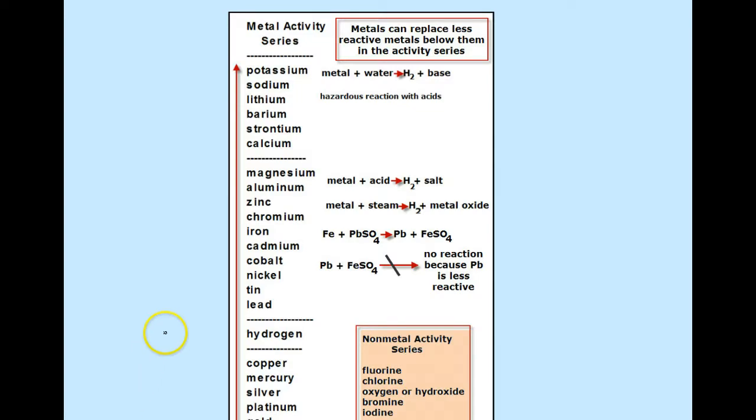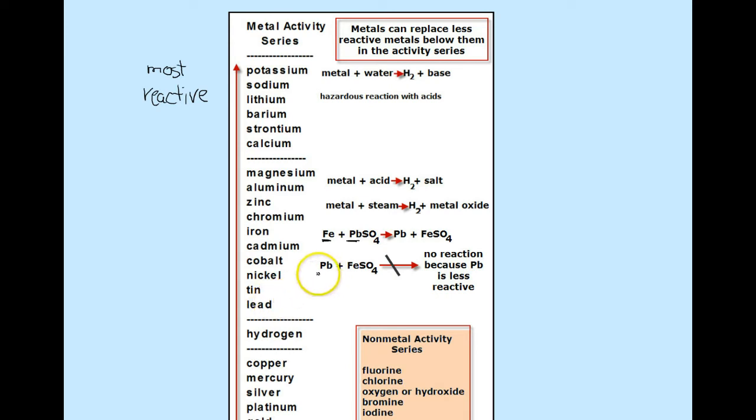Alright, this is what the activity series looks like. You have a list of elements. At the top are your most reactive, and at the bottom you have your least reactive. So the single element has to be higher up on this list than the element it's replacing in the compound. So take a look at this example. You have iron. Iron is going to replace lead. They both carry a positive charge. Iron is higher than lead on the activity series, so this reaction will proceed.